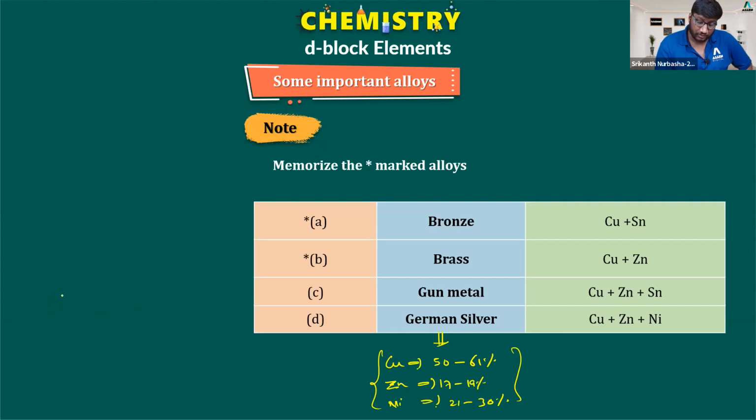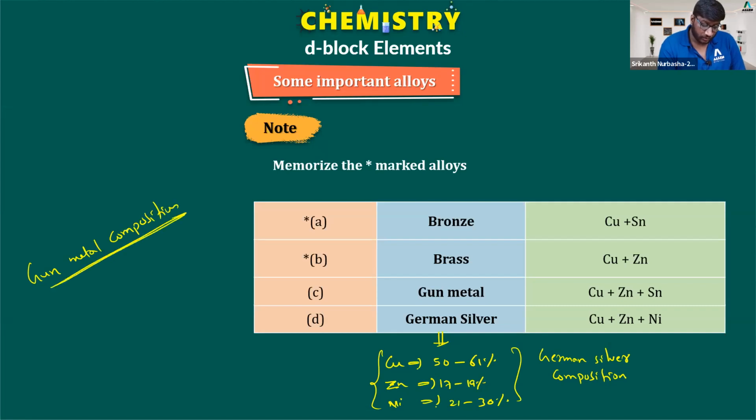And gunmetal composition, also write down. In the gunmetal, what do we have? 88% copper will be there, 10% tin, and 2% zinc. Write down this, all of you.